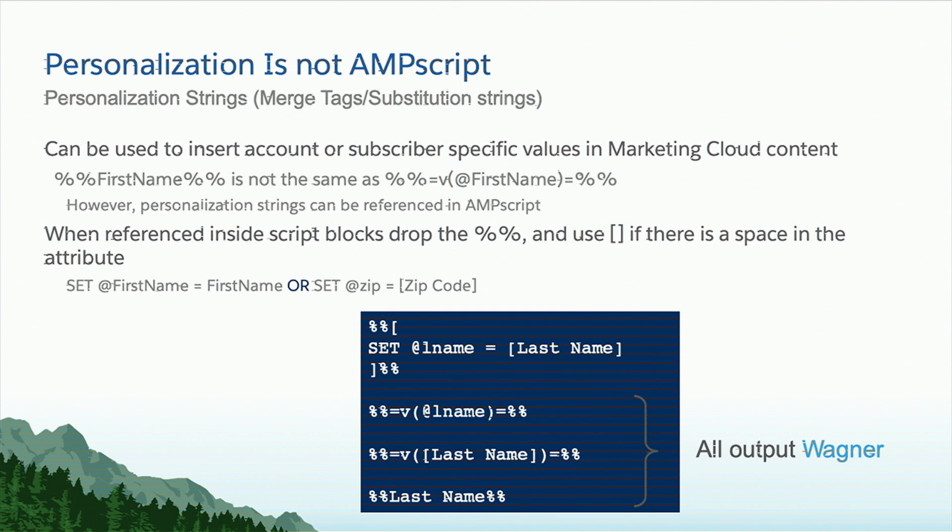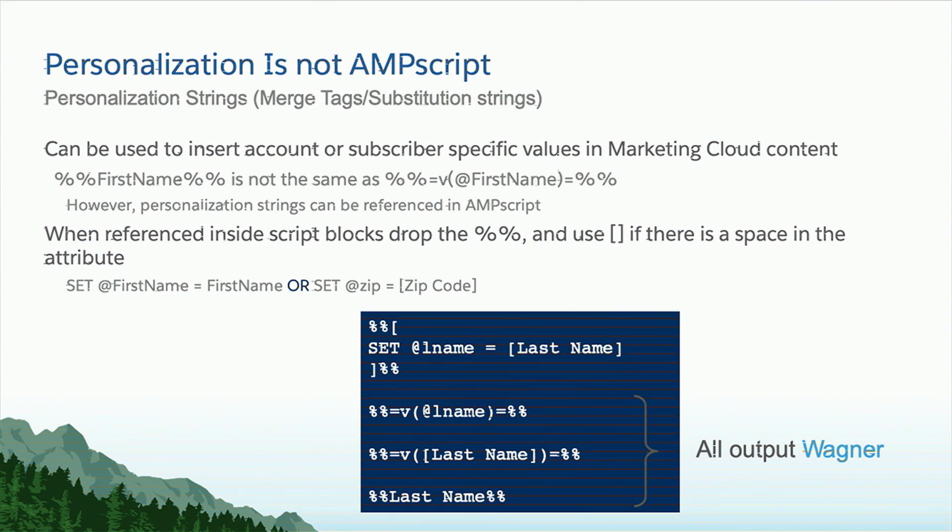Once you use a personalization string inside AMPscript, as we already saw, you drop the %. That's only if you're using it inline within your email itself. So a little block at the bottom here is showing you an example of the different things you can do with personalization strings with AMPscript. So there's a block delimiter. We're setting a value equal to a personalization string.